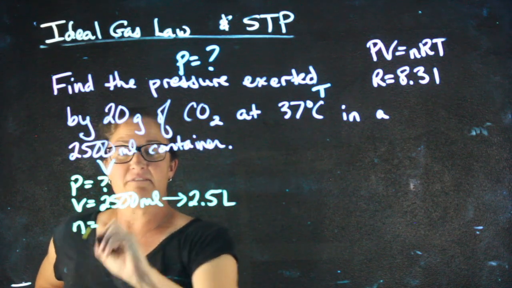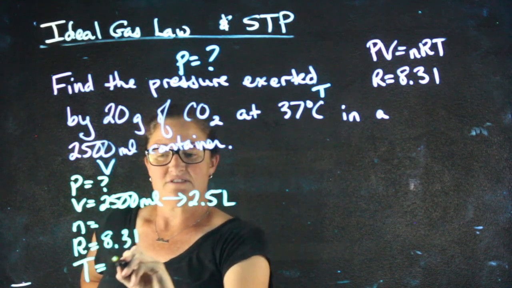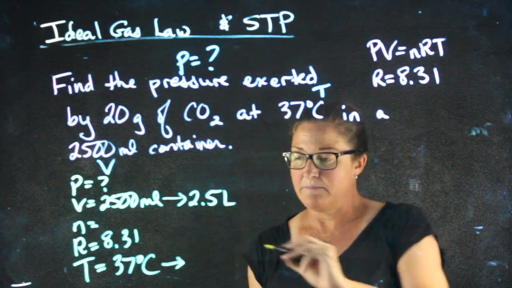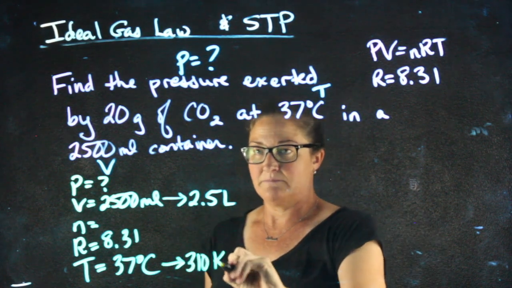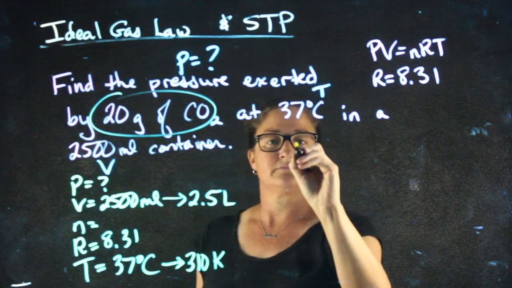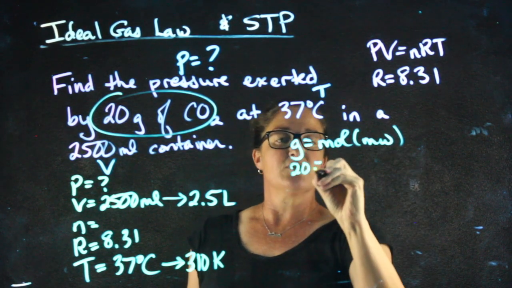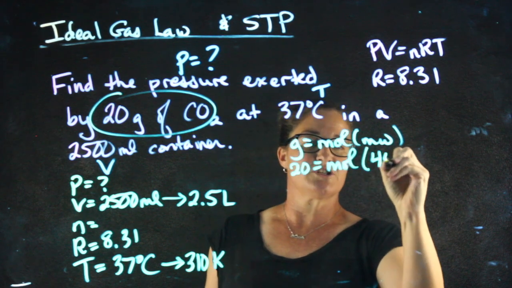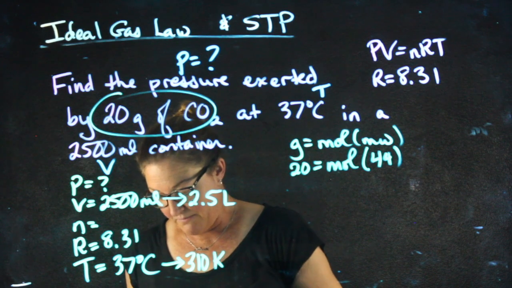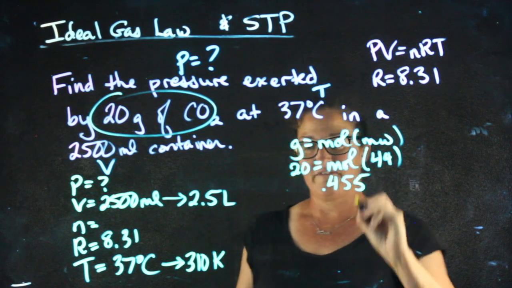n, I'm going to find before I plug it in. R is 8.31, and the temperature is 37 degrees Celsius, which I need to convert to Kelvin by adding 273, giving me 310 Kelvin. Okay, so let's talk about moles now. 20 grams of CO2. 20 equals the moles times the molecular weight of CO2, which is 44. 20 divided by 44 gives me 0.455 moles.